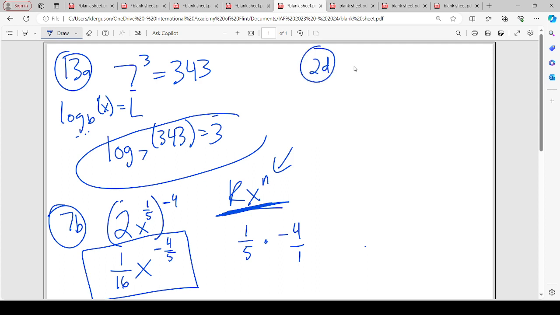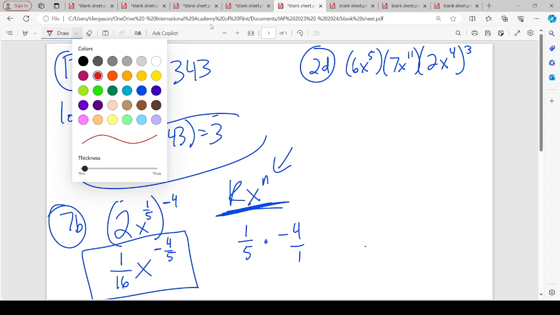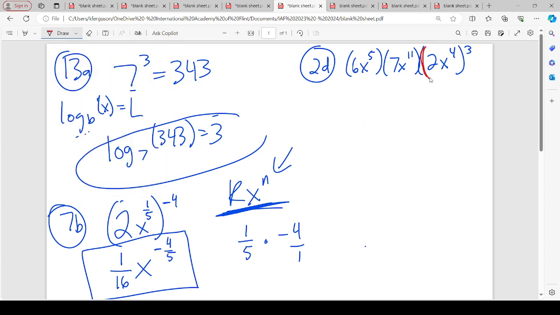So 2D is 6x to the fifth power times 7x to the 11th power times 2x to the fourth power, all taken to the third power. So I'm going to change this color. Can you please move over there? Thank you. So anyway, I made this red for one reason, because I've got to take the stuff inside this parenthesis to a power before I do anything else.